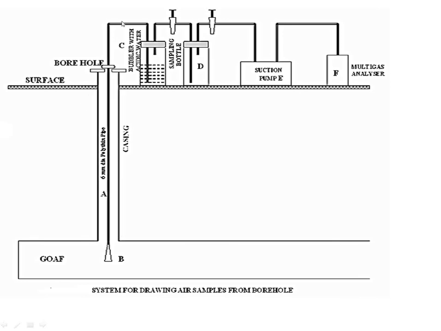That is the GOF, and this is the borehole, and here is the surface, and here is the bubbler with acidic water, and here the sampling bottle. From here all the ingredients of the gases will be collected, and from here the suction pump is there, and then the multi-gas analyzer is there, and you can get the result in the computer. So that is the mine, and that is the surface, you understand the parts.